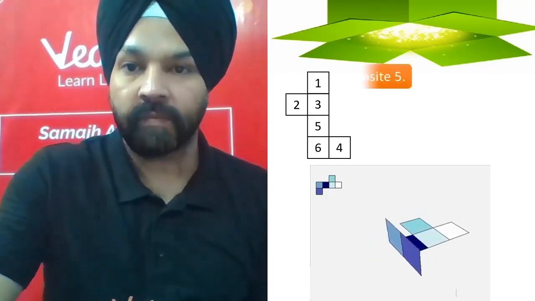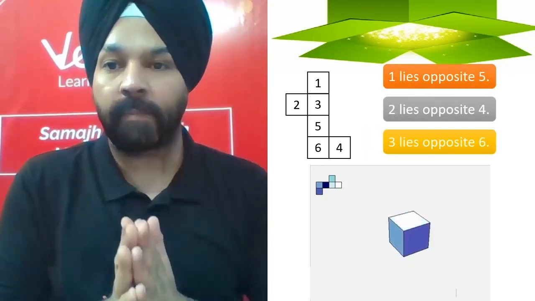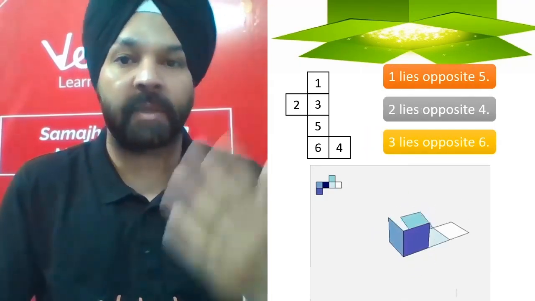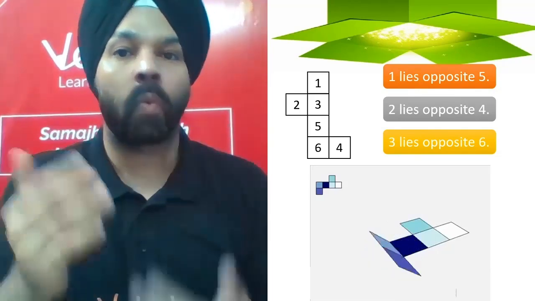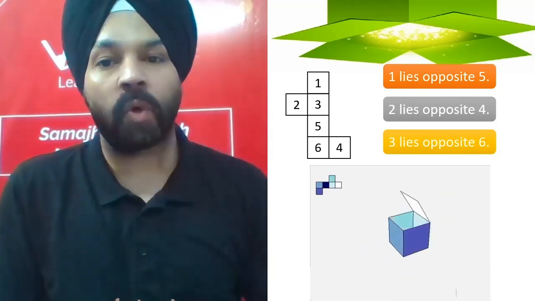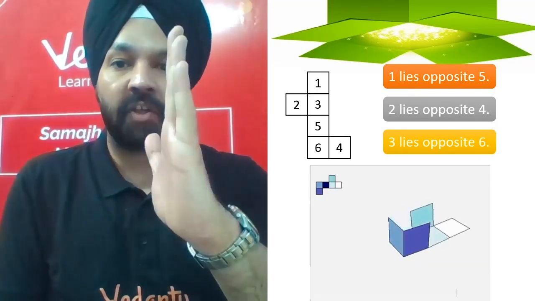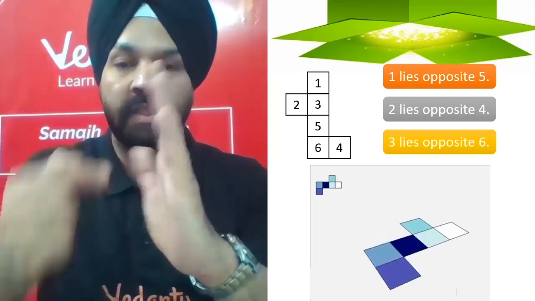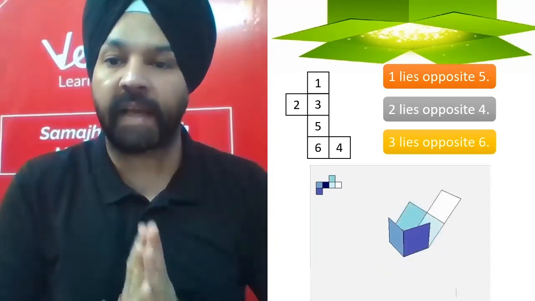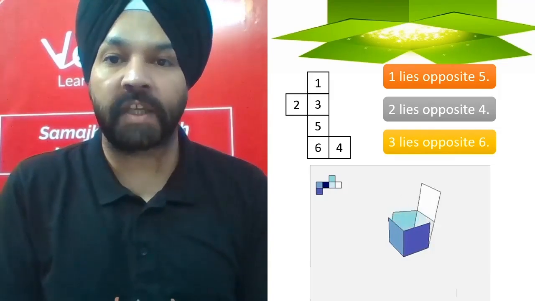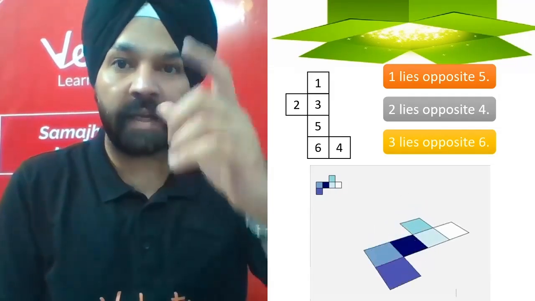from this. Now what it implies is 1 lies opposite to 5, very much clear, because 3 is between 1 and 5. 2 lies opposite to 4 because there is a parallel track, 1 3 5 6 4 walls, 2 is on that side, 4 is on this side. 3 lies opposite to 6 because 5 is lying between 3 and 6.